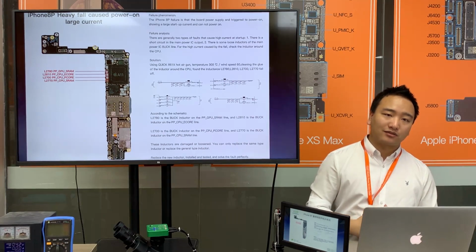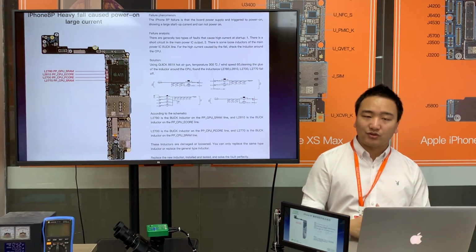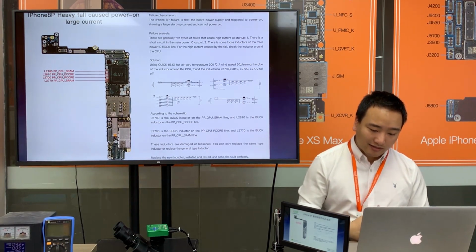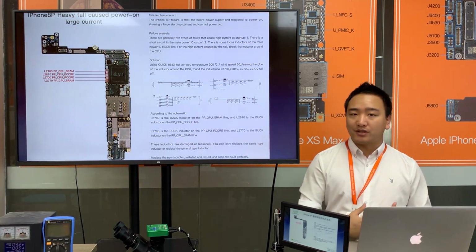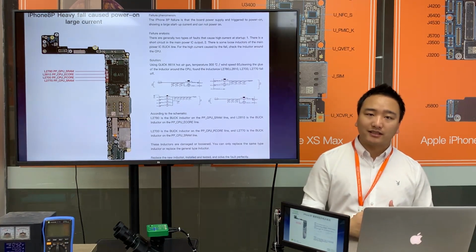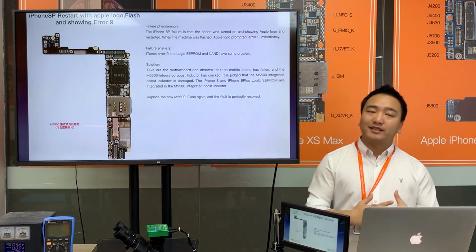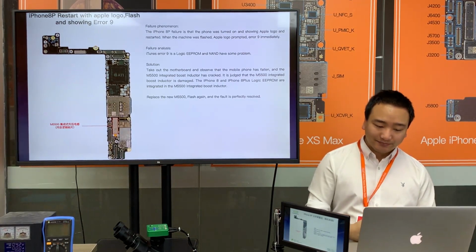So we changed the inductor, the new inductor. This trouble is finished. So we show you the next case. This is the iPhone 8 Plus, and it will always restart with the Apple logo and cannot power on. When we flash it, iTunes shows the error is error 9.